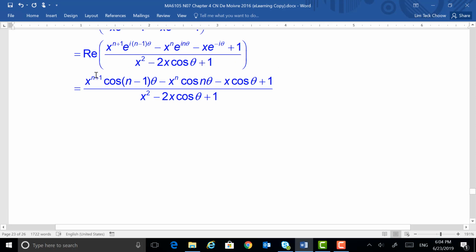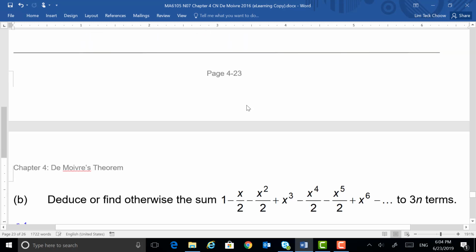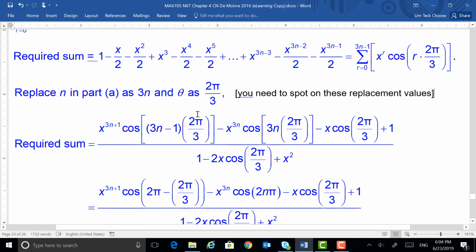What we do here is replace the n with 3n, the n here with 3n, the n here with 3n, the n here with 3n, and replacing all the theta with 2 pi over 3, we arrive at this expression here. Now, this expression is basically the same as what you have proven in part A, with the n replaced as 3n and the theta replaced as 2 pi over 3. And from henceforth, it is all arithmetical.